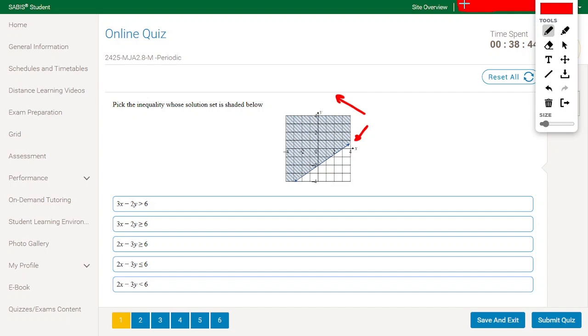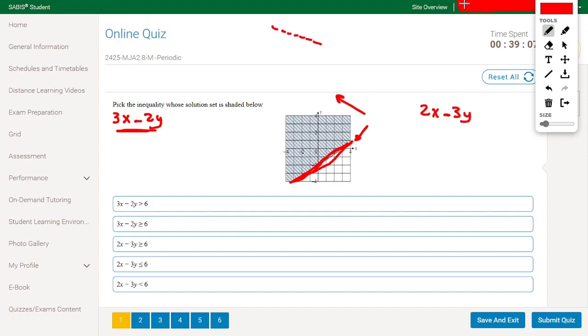So we have two line equations, or two different inequalities. We have one of them 3x minus 2y, and we have 2x minus 3y. And this line is a solid line, as you see. It's a solid line, right? It's not a dotted line.